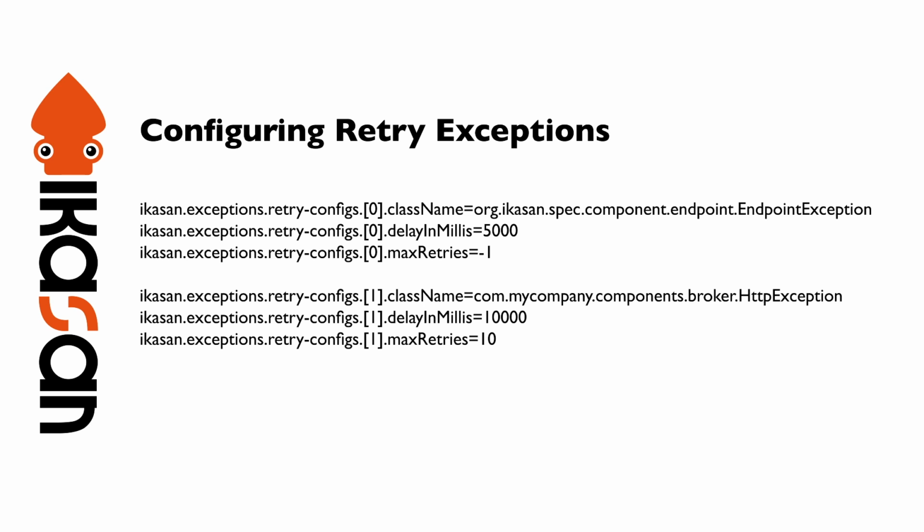Now the second exception, the HTTP exception, which is a custom exception, has been configured to retry every 10 seconds, but it's only going to retry a maximum of 10 times. When those 10 times have been completed, and if we've unsuccessfully managed to reconnect to our HTTP endpoint, the flow will go into a stopped in error state, and the Ikasan monitoring service will send a notification to any interested parties that that particular flow has gone into error.